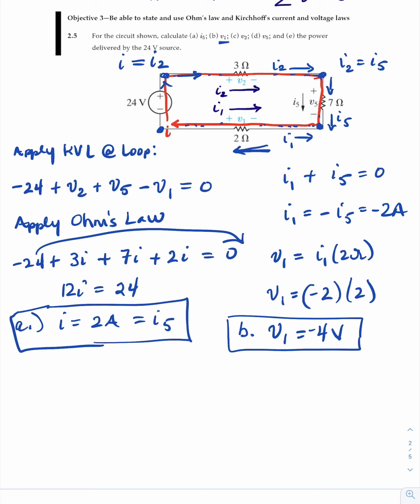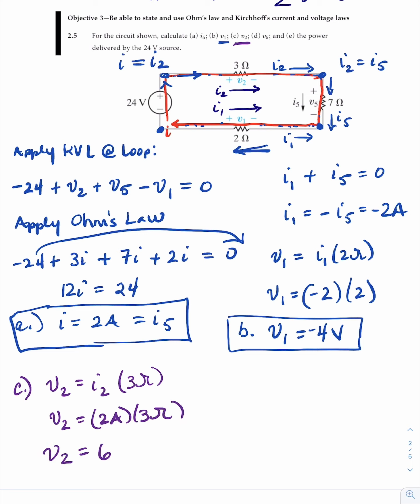I'm going to change color here. Let's go with purple. So C says find V sub 2. So V sub 2 is I sub 2 times the resistance, which is 3 ohms. And we said I sub 2 was equal to I. So V sub 2 is equal to 2 amps times 3 ohms. V sub 2 is equal to 6 volts.